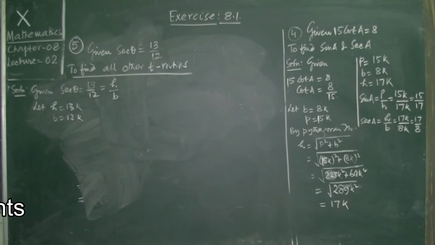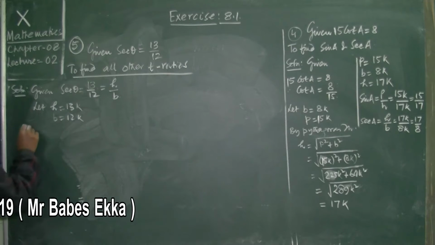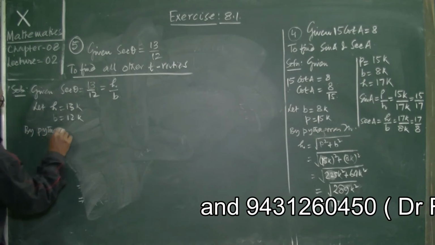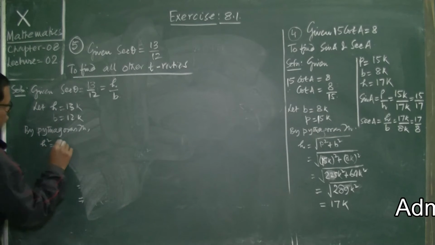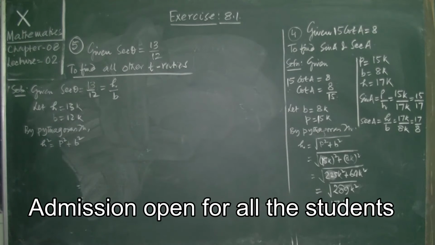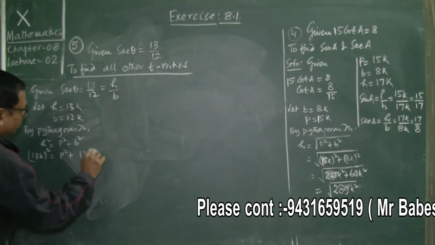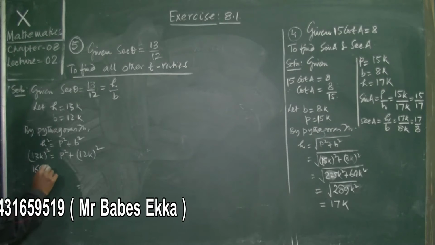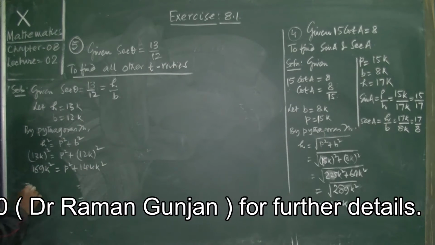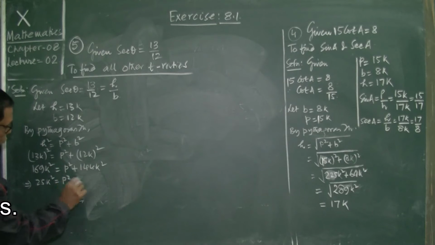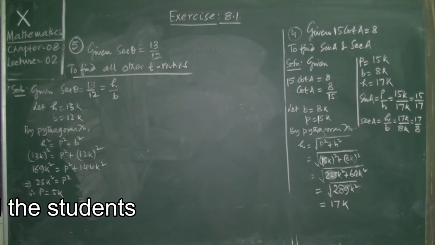The next. So in the right angle triangle, you are having two sides, hypotenuse and base. Have to apply the Pythagoras theorem. By Pythagoras theorem, H square equals P square plus B square. We know it. And H square is 13K whole square. P square to calculate, B is given as 12K whole square. Now solve it. It will be 169K square is equal to P square plus 144K square. You bring this on this side, you will find 25K square equals P square, and therefore P equals 5K.